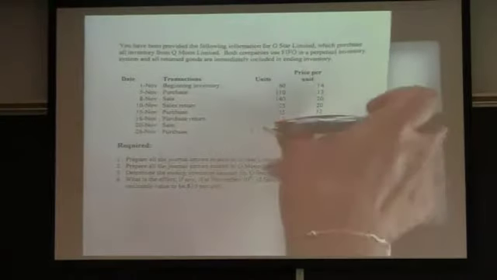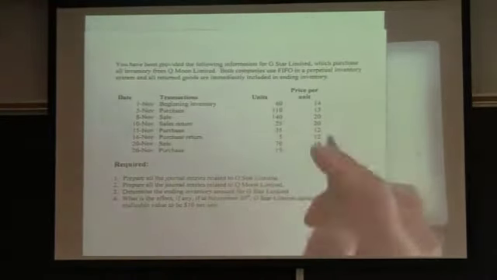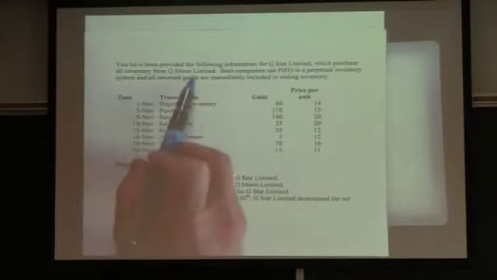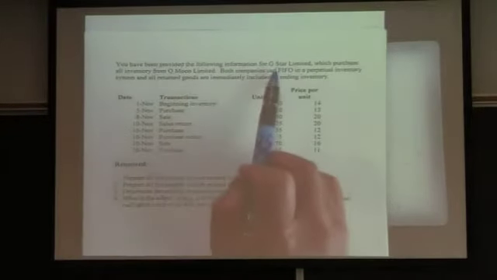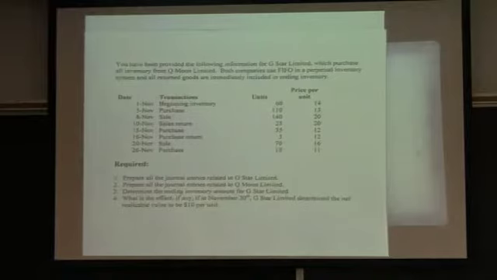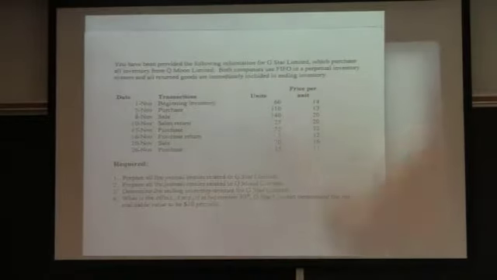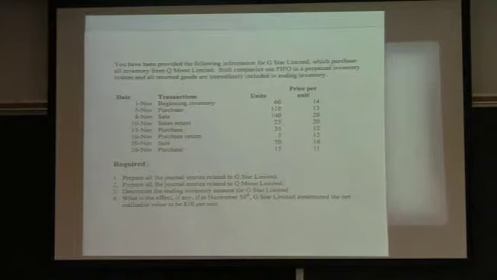So you have been provided the following information for G-Star, which purchases all inventory from Q Moon. So G-Star is actually the purchaser, and Q Moon is the seller. Both companies use the FIFO method, and these are the transactions for the month of November. Any returns get recorded or added back to inventory.